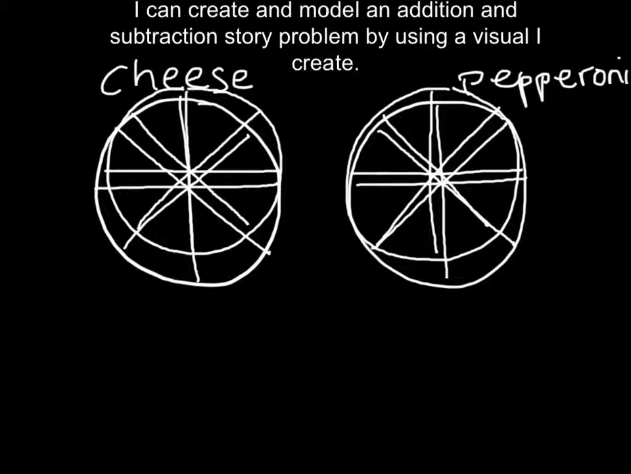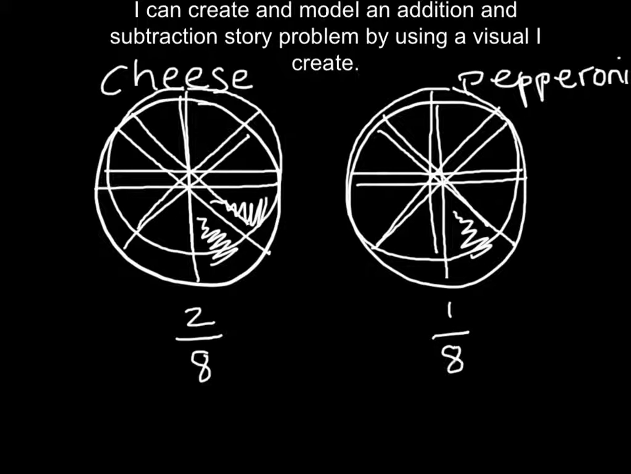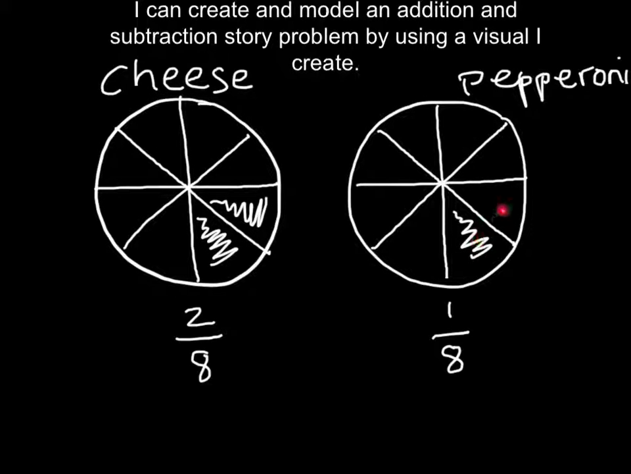Okay, so now I want to think of a story problem using addition. I could think about eating 2 slices of cheese pizza. That's 2 out of my total, which is 8. And 1 slice of pepperoni pizza. 1 out of my total, which is 8. So my numerator is 1, which is the slice that I ate. And my denominator is 8, which is how many pieces make up the whole. I have 1, 2, 3, 4, 5, 6, 7, 8.